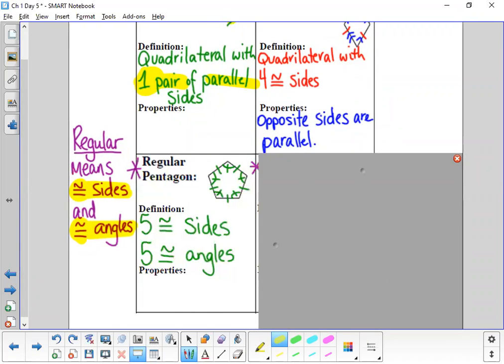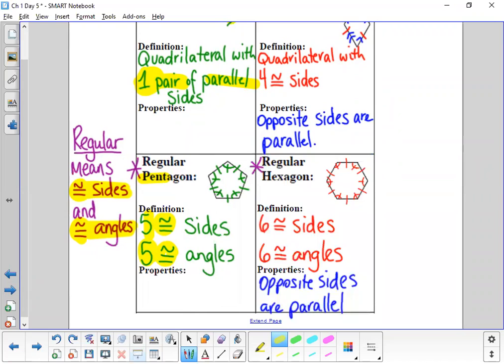So first up, we have the regular pentagon. Pentagon, penta means 5. So regular pentagon has 5 congruent sides and 5 congruent angles, but no other special properties. So you can see my tick marks there on my pentagon. All 5 sides are equal and all 5 angles are equal.